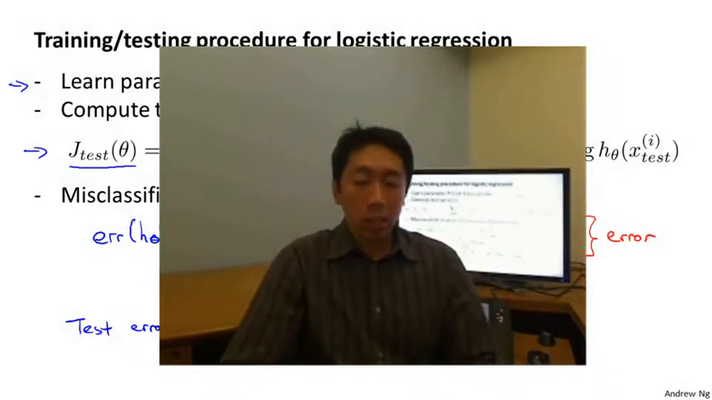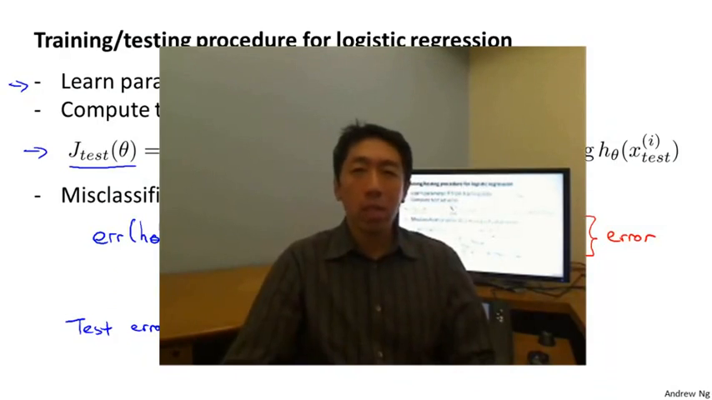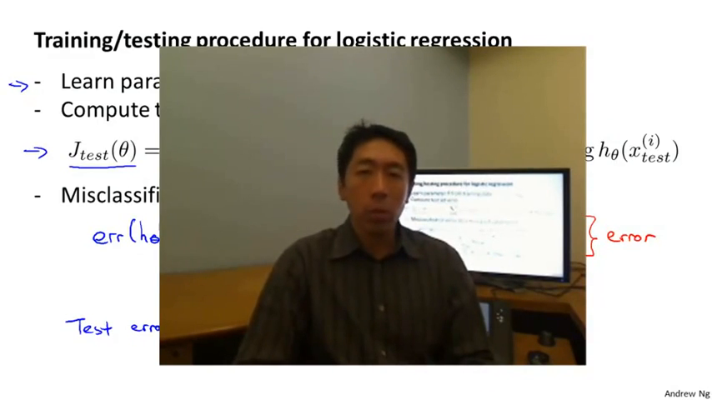So that's the standard technique for evaluating how good a learned hypothesis is. In the next video, we'll adapt these ideas to helping us do things like choose what features, like degree of polynomial, to use with a learning algorithm, or choose the regularization parameter for a learning algorithm.